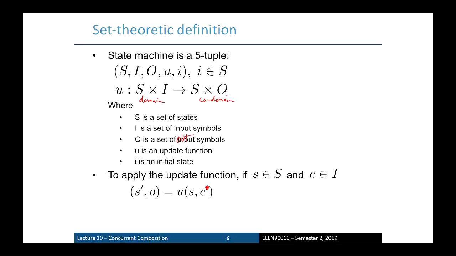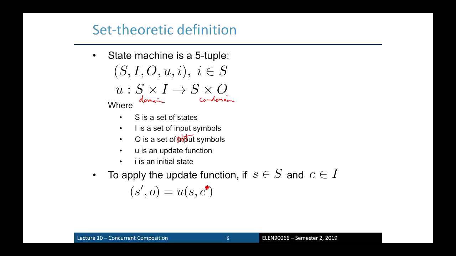So that's one way of thinking about this as an update function, right? It takes 2 arguments, a member of the set of states and a member of the set of inputs, and gives you a new member, the next state, of the set of states, and a member of the set of outputs. Okay.